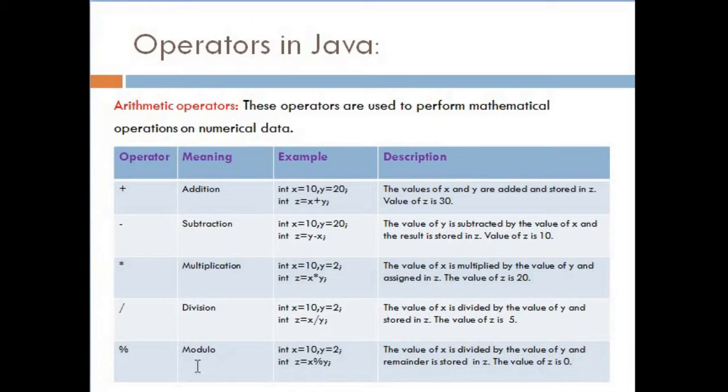Since percentage denotes the modulo, it finds the remainder when one number divides another number. So when the number x, whose value is 10, is divided by the number y, whose value is 2, then it produces the remainder as 0, which shall get stored in this variable called z. So this is what has been said here. The value x is divided by the value of y, and then the remainder is stored in z. So the remainder, since it is found to be 0, the value of z is 0 in this case.